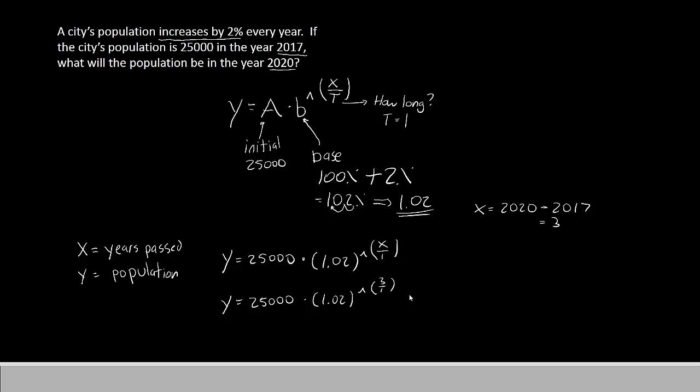This is the sort of question that you would solve in a calculator. When you put it in a calculator, you should get 26,530.2. We'll go ahead and round this down. We get 26,530 people.